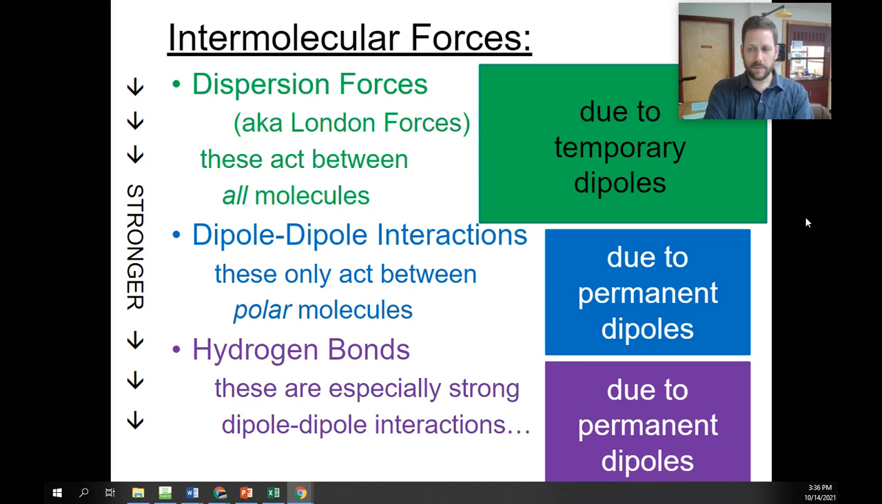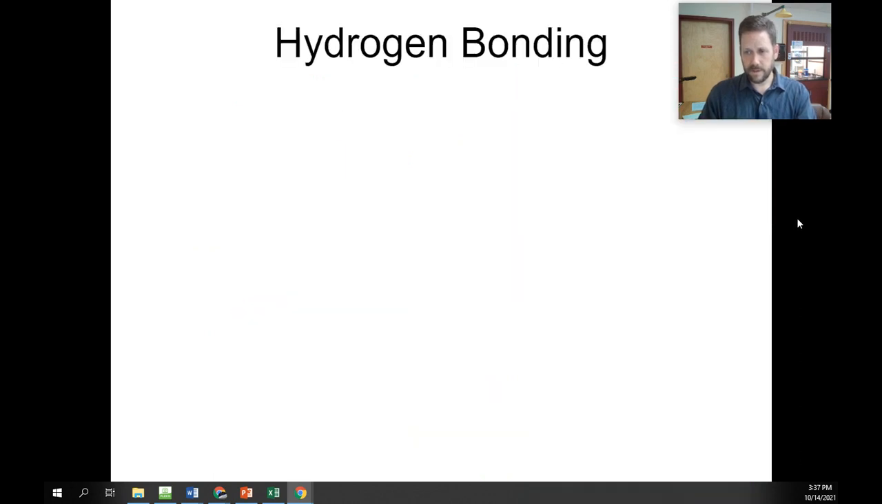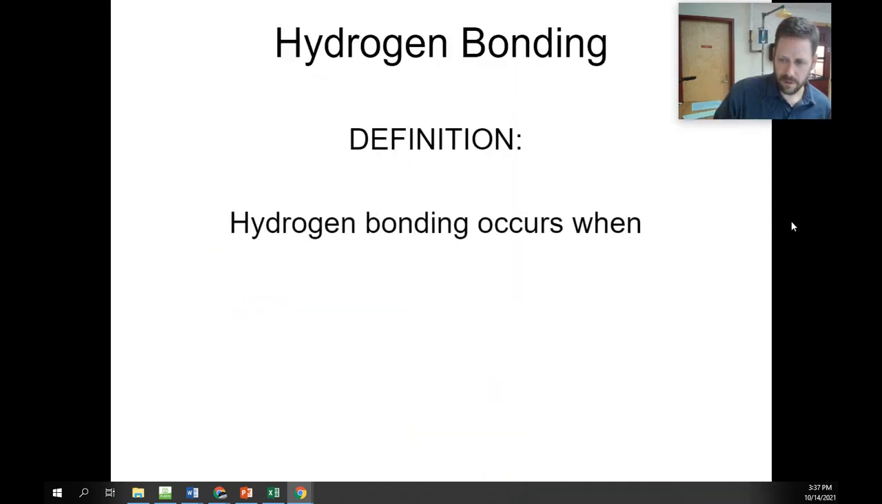But hydrogen, remember, only has one valence electron. And so when it's bonded with N, O, or F, which are very electronegative, that electron cloud is going to be so concentrated on the N, O, or F end that hydrogen is left with almost no electron density, and there's an exposed nucleus of the hydrogen atom. So we call this hydrogen bonding.